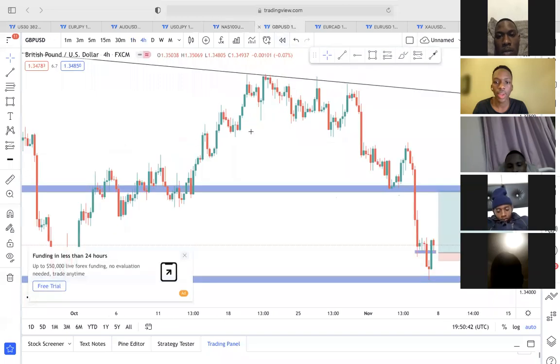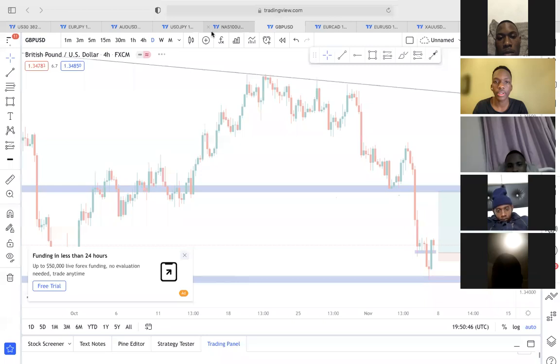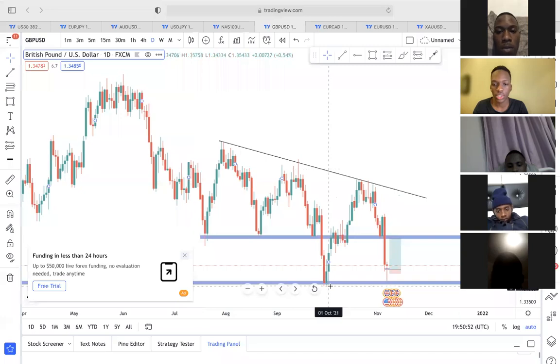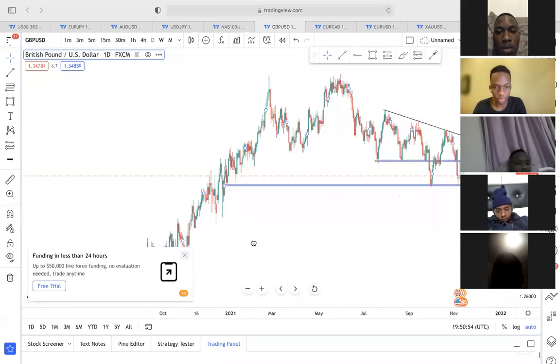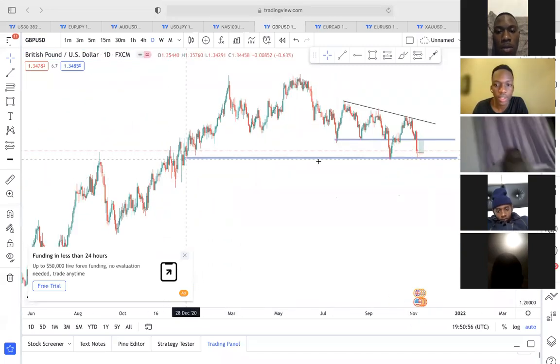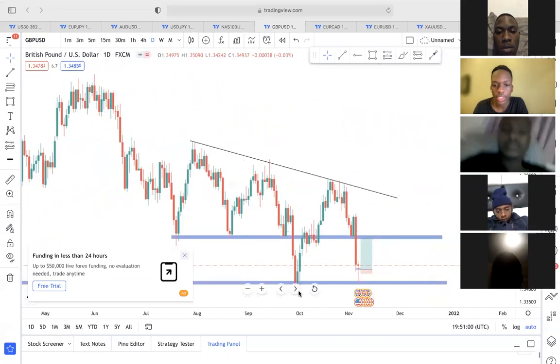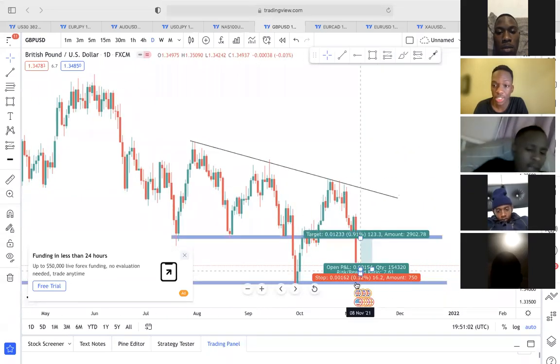What else did I analyze? And I have a lot. GBPUSD is also valid for buys right now. You can see that this zone over here has been respected. Let me just zoom out a bit. You can see first touch over there, second touch, third touch here. Pretty bullish.